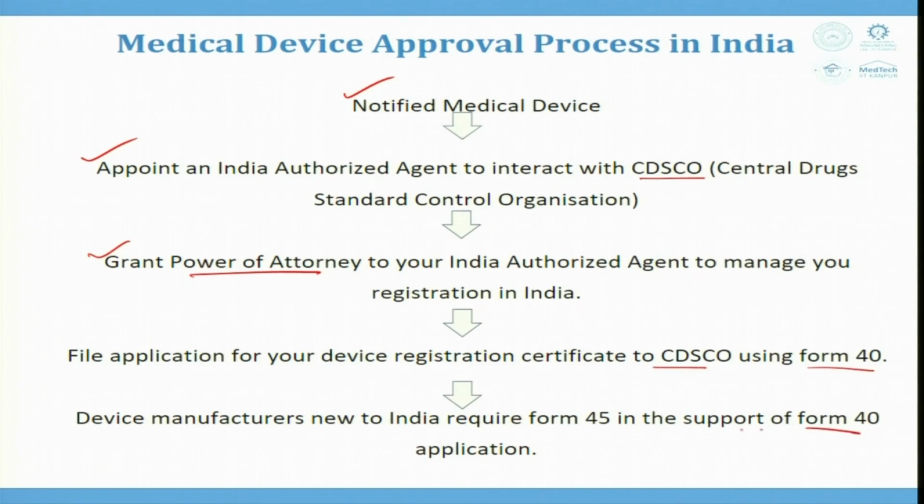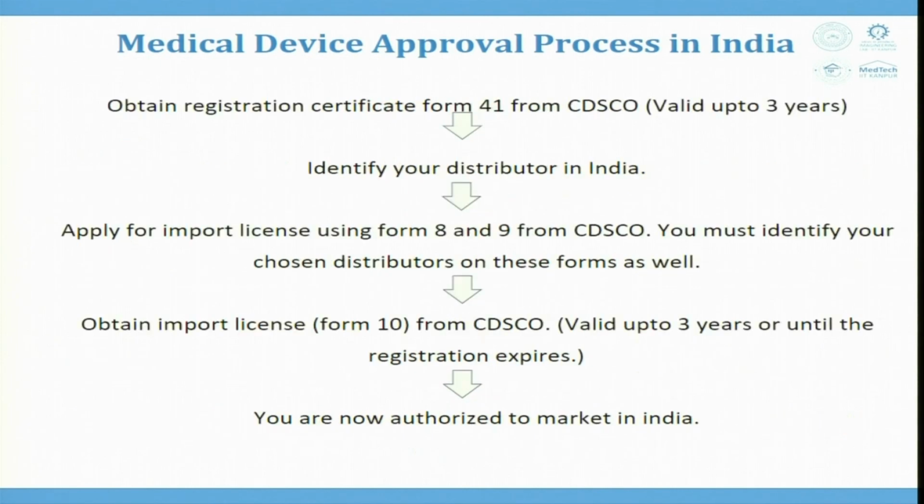Then form 40 and form 45 are both required for manufacturers who are new to India. Next, form 41 is required to obtain a registration certificate that is valid for 3 years. Then identify your distributor in India and apply for an import license using forms 8 and 9 from CDSCO. One must identify the chosen distributors on these forms as well.